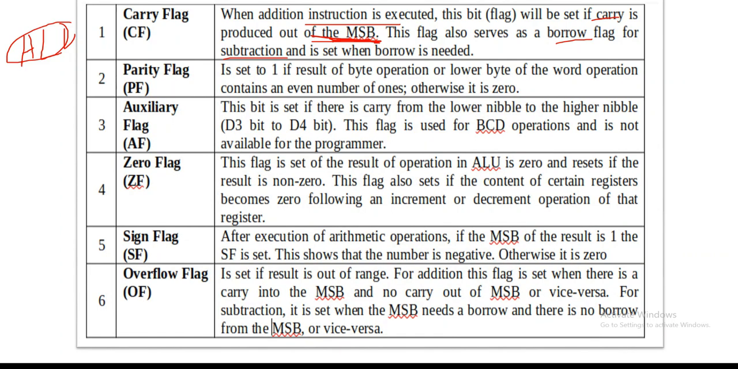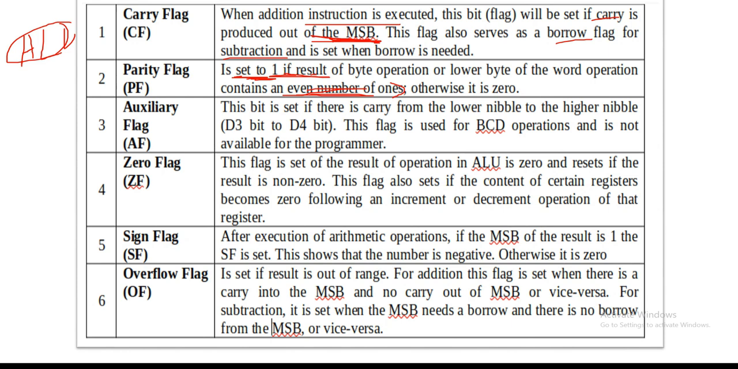The other part is the parity flag. The parity flag is set to 1 if the result of the byte operation, or lower byte of the word operation, contains an even number of ones. Underline it. If the result contains an even number of ones, parity flag or PF is equal to 1. If the result contains an odd number of ones, when we count the number of ones and it becomes odd, the parity flag becomes 0.